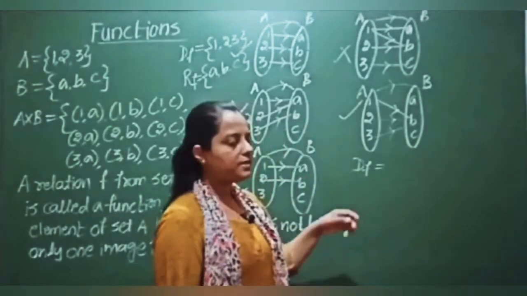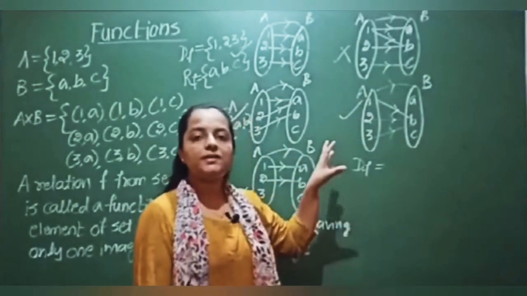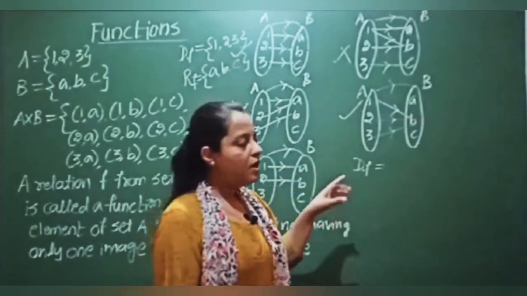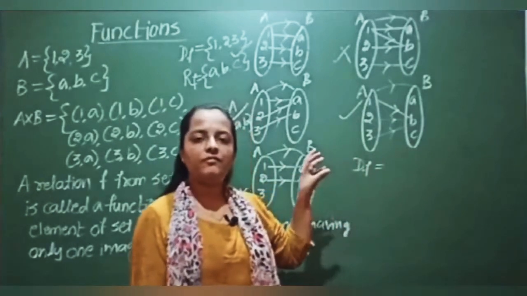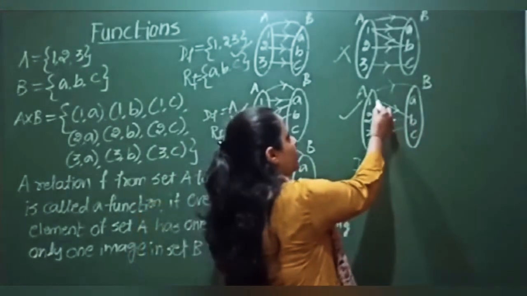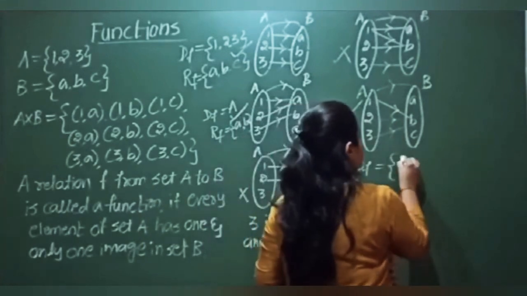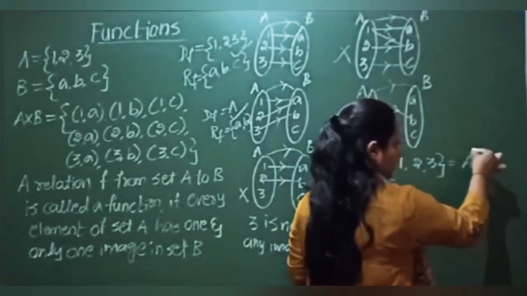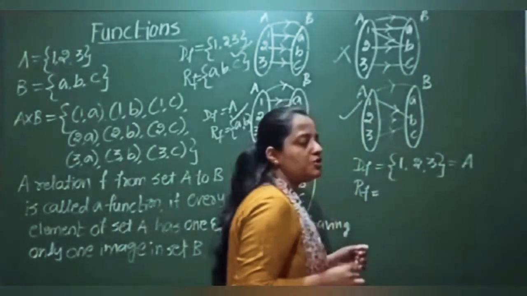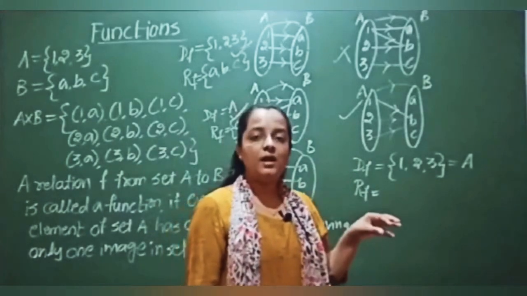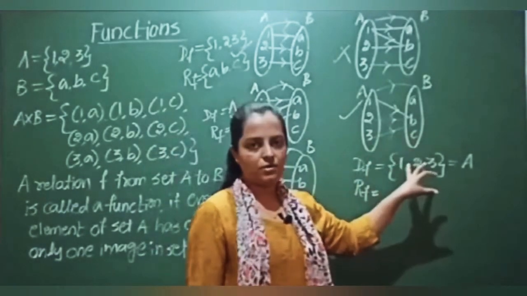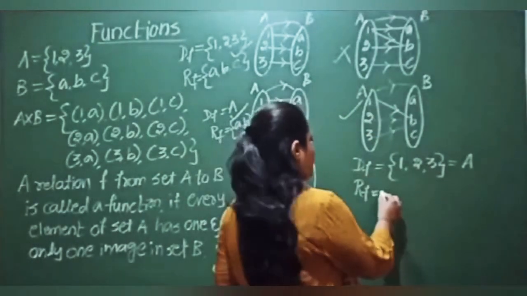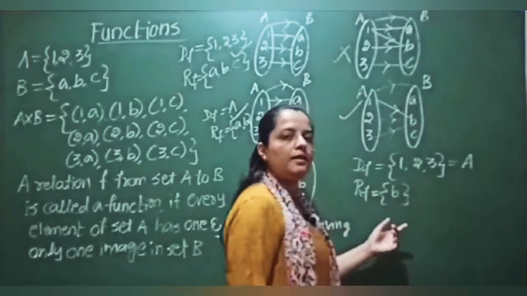The domain of this function is wherever the arrow starts, or else the set of all pre-images. What are the pre-images here? 1, 2, 3 are the pre-images, or the set of all elements where our arrow is going to start. The arrow starts at 1, 2, 3. So the domain of this function is 1, 2, 3. That is nothing but set A, right? And then what is the range of the function here? The set of all image elements, or the set of all elements where our arrow ends. So where does our arrow end here? The arrow ends at B only. Therefore the range is the set containing the element B.